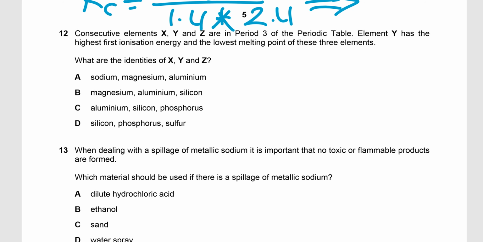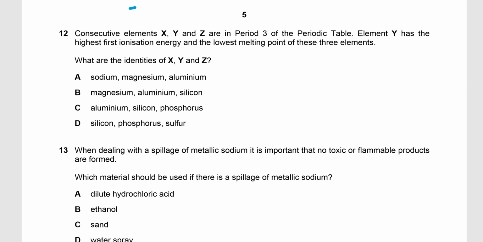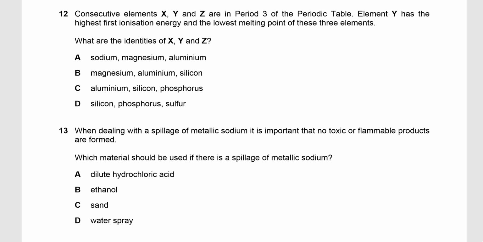And the next question, let's remove this one first of all. Okay. Here consecutive elements x, y, and z are in period number 3 of the periodic table. Element y has the highest first ionization energy, and he is talking about y and the lowest melting point of these 3 elements.